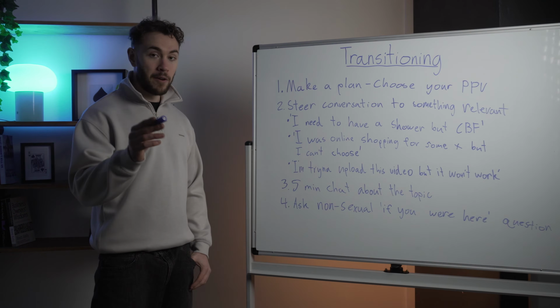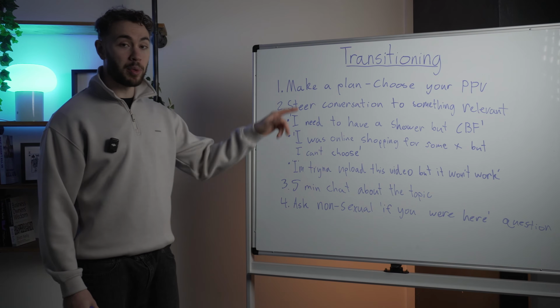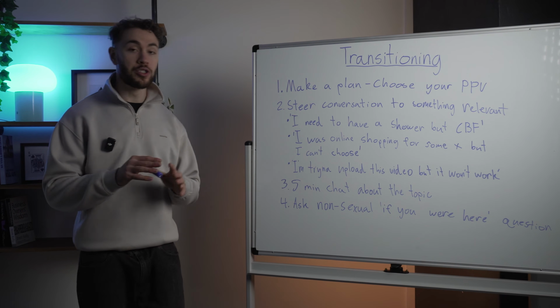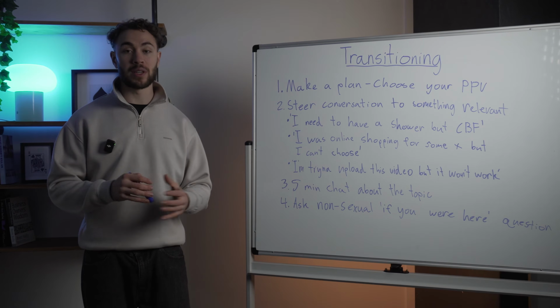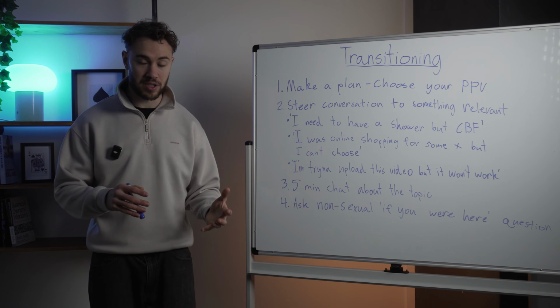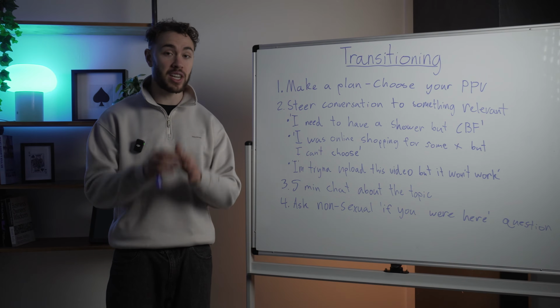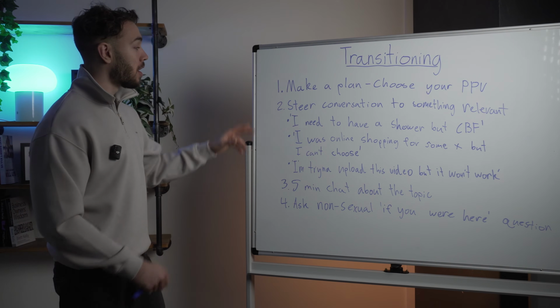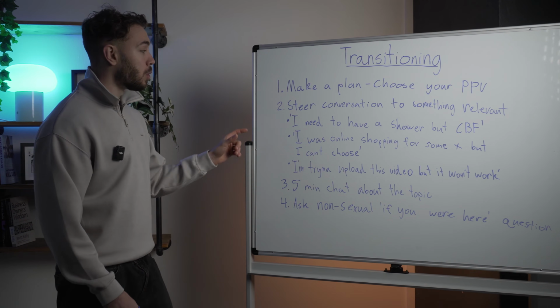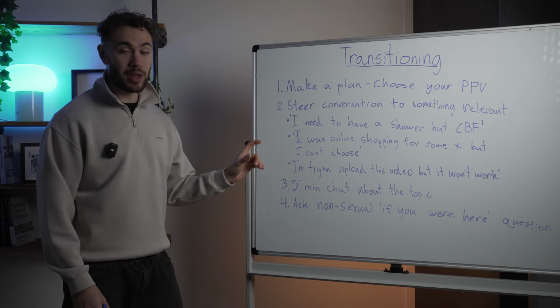The first step in transitioning is making your plan. Choose the pay-per-view. Don't expect to get to a point where someone's going to buy something and then choose what you sell them. Actually choose the video, choose the photo set. It's going to make your transitioning much easier. So steer the conversation towards something relevant to that pay-per-view.